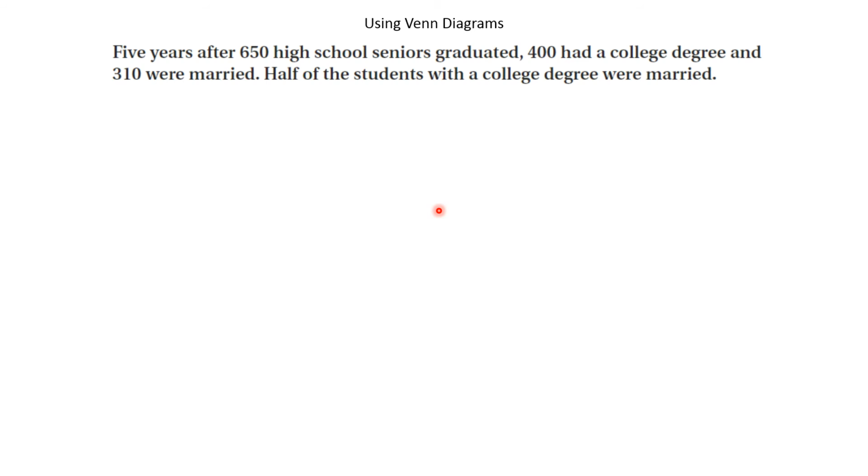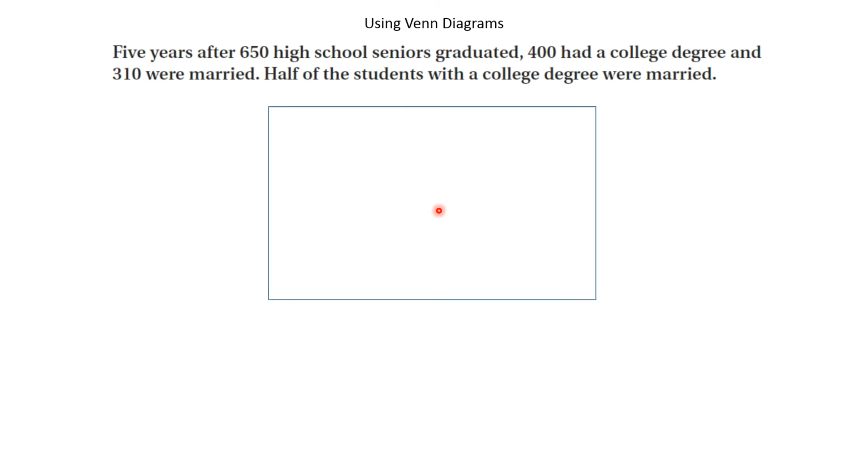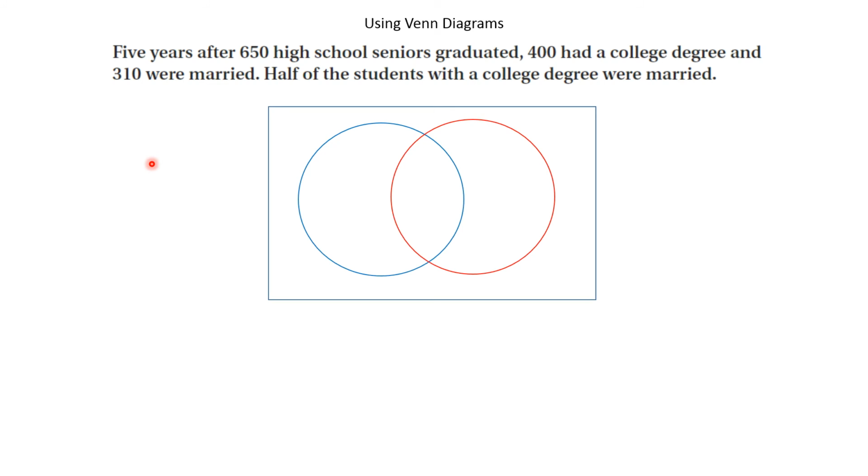The first thing we want is a box, because we need a total. The Venn diagram, the 2 circles, or possibly 3 circles, won't include everything, because there will be students who don't have a college degree and are also not married. Those wouldn't fit in either circle, but they're important to the probability. And then we can draw our circles. We have 2, because we have 1 for college degree and 1 for married. And then the center for both.